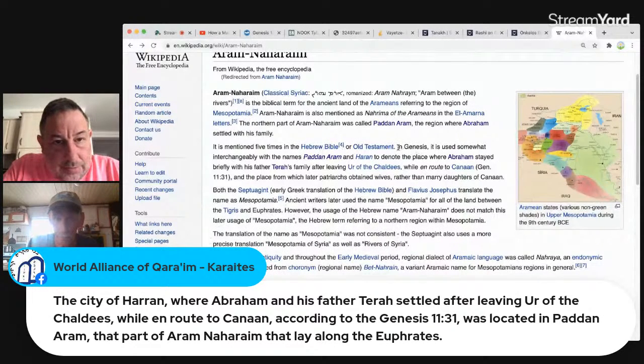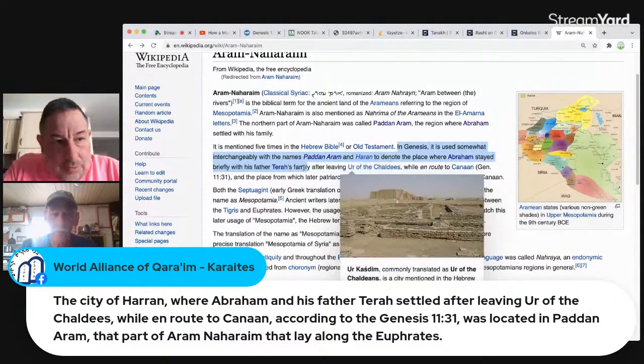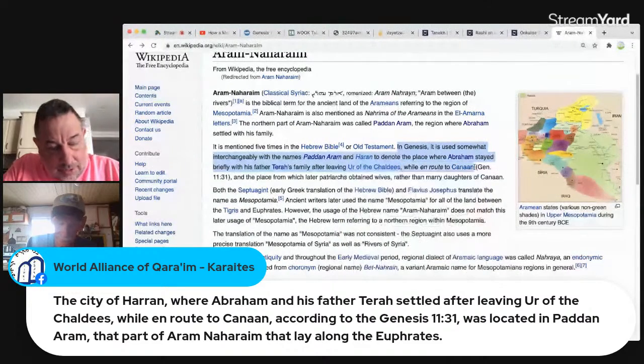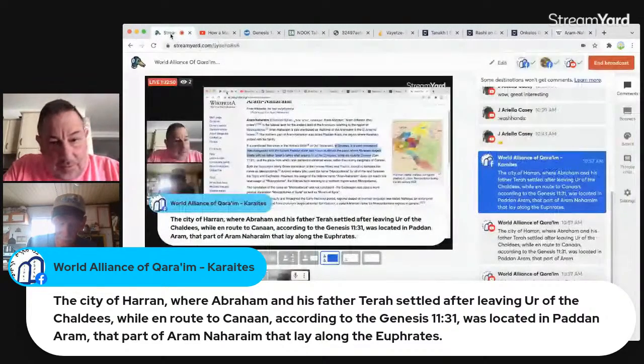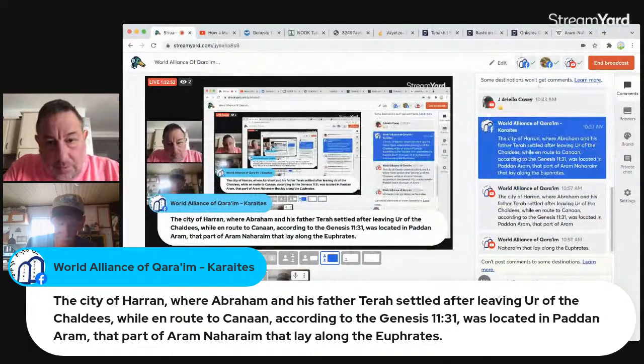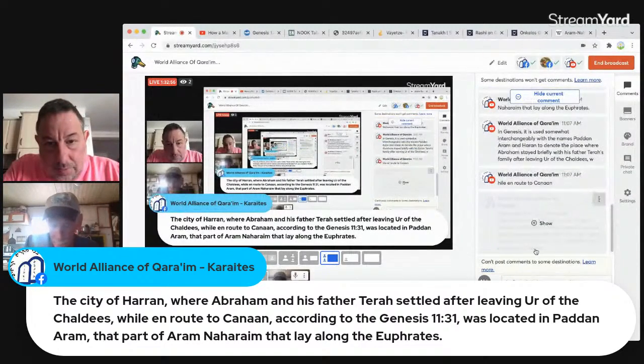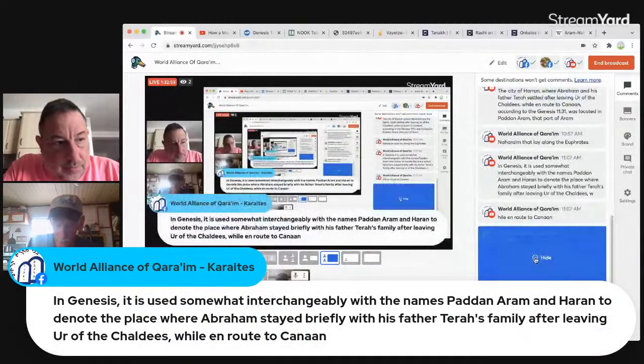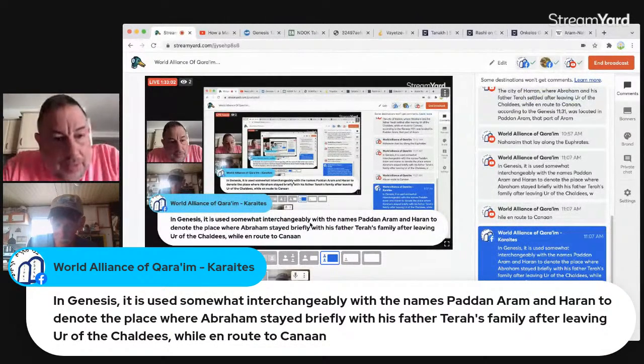Okay, right there, in Genesis 28:13. It says, after leaving Ur of the Chaldees while en route to Canaan. Let me just post this for one second. So that kind of sums it up, right? The three are basically used interchangeably. So Aram Naharaim is the Aramean kingdom, Padan Aram is the northern region of that kingdom, and Haran is the city within Padan Aram.